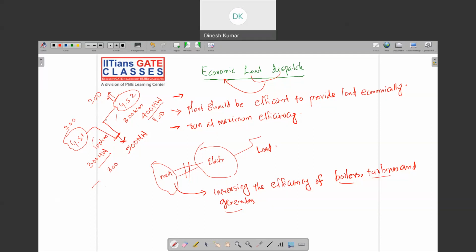And what if this 500 is increased to 700 or 600? Then should this give 400 and this give 200 or 300, right? So like this, we have to take decisions in dispatching the load. That is basically the economic load dispatch, the basic idea of it. So I'll give you one more example.